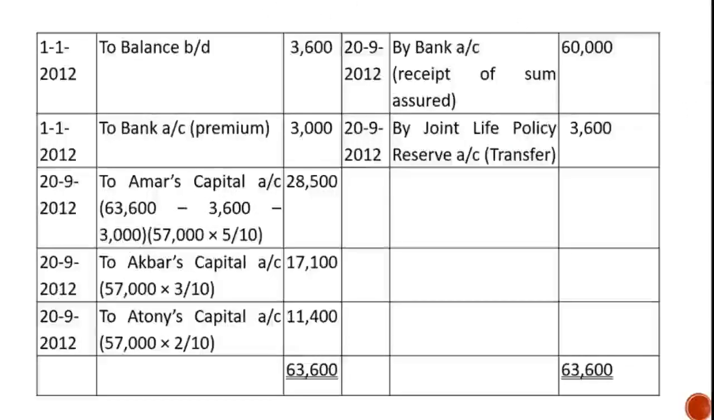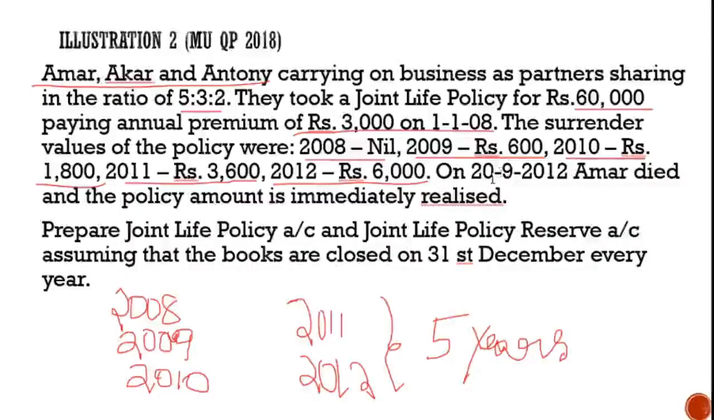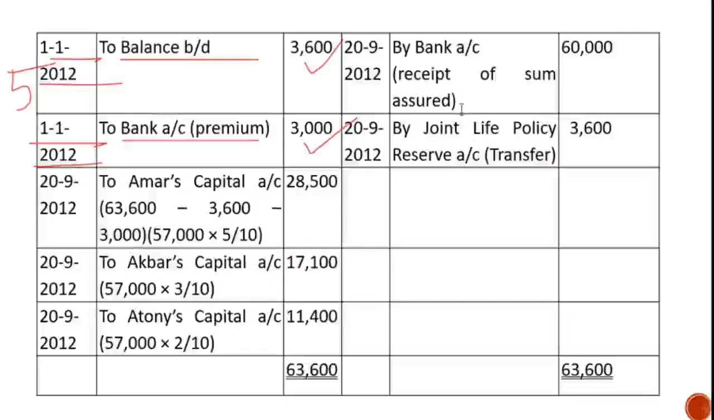Now we'll go to the fifth year. In the beginning of the fifth year, we have to record the opening balance. Opening balance is 3600, and the annual premium paid is 3000. Whereas he died in the year 2012, 29/2012 is the date of the death.